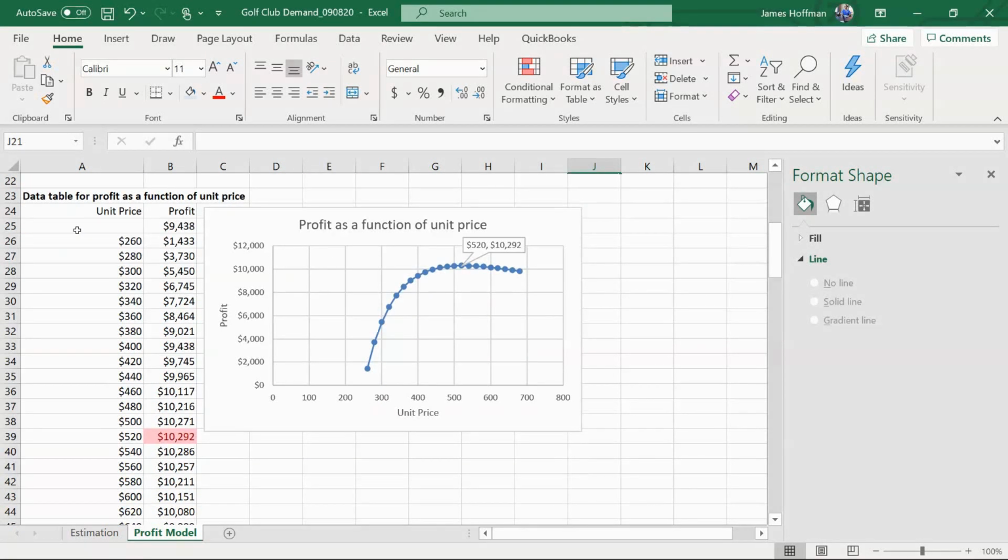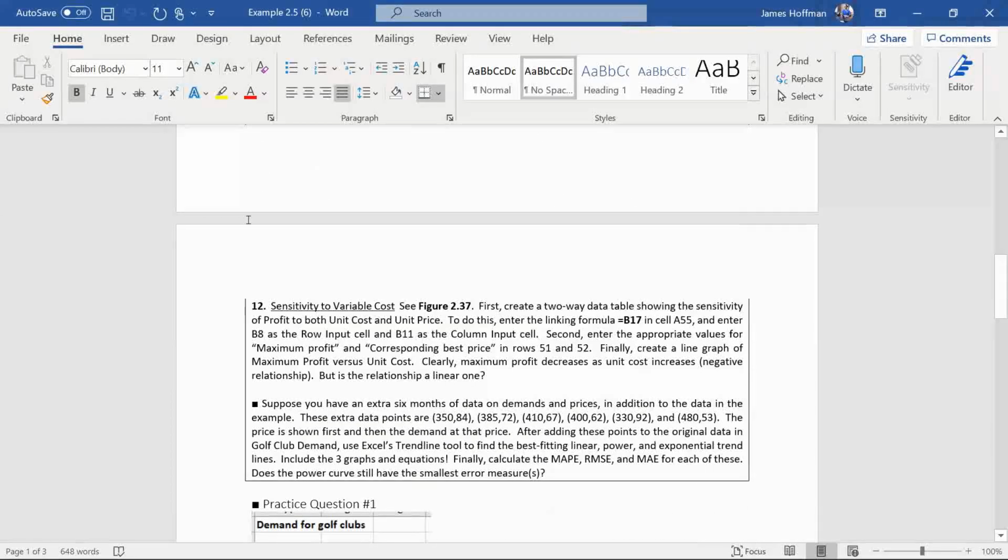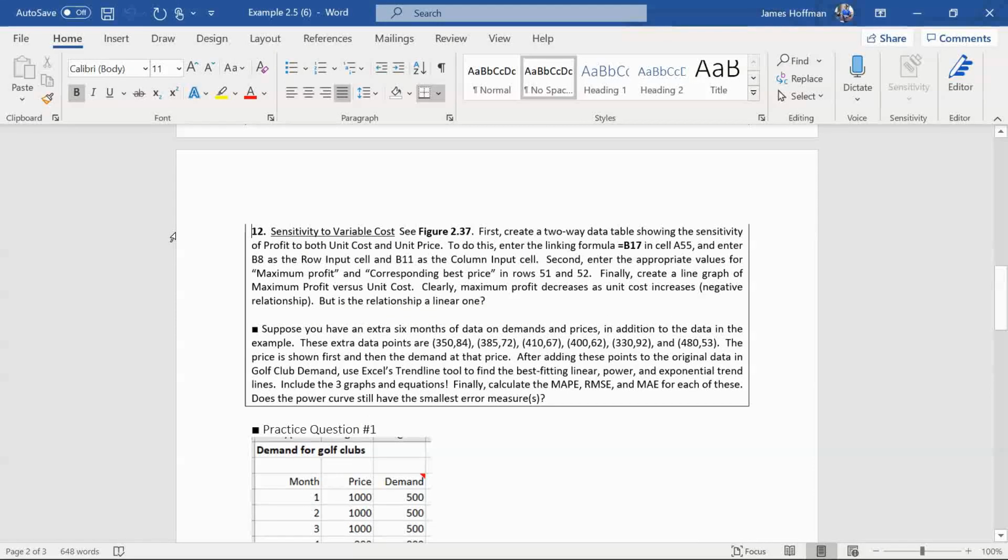Okay, so the final step of this exercise is step, I think, 12. So if I go back to the Word document, okay, we're going to make a two-way data table to show how profit changes when both unit cost, which is the cost to produce the clubs, and the unit price, which is the selling price, change. What happens to profit, and how does that affect our conclusion?